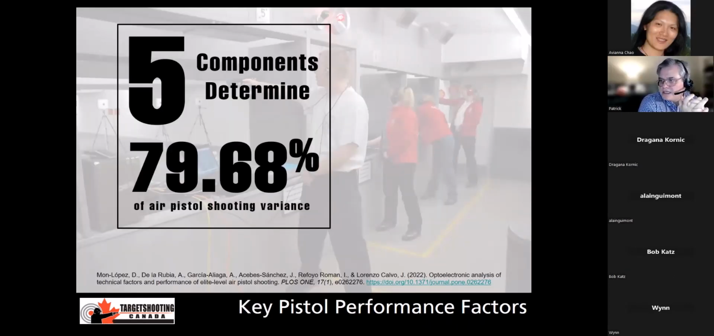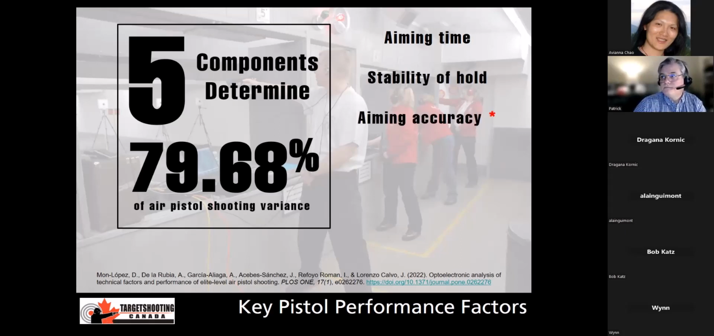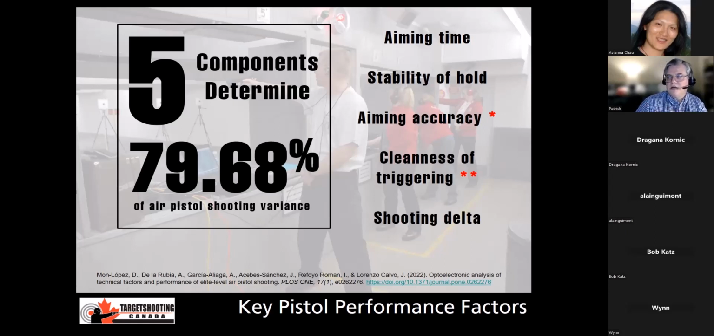A paper I was just reading that was actually from 2022 was based on a guy that was shooting 580 in air pistol, so pretty good. 5 components of his performance represented roughly 80% of his shooting variance. Okay, so when he did these things well, he was rewarded. And these are in no specific order. It was aiming time for the SCAT, that's sort of like time on target, stability of hold, aiming accuracy, cleanliness of triggering, and then shooting delta, and I'll talk about that in a bit.